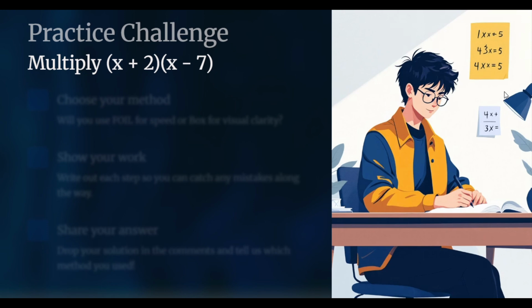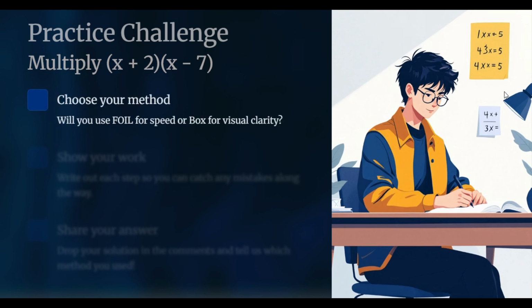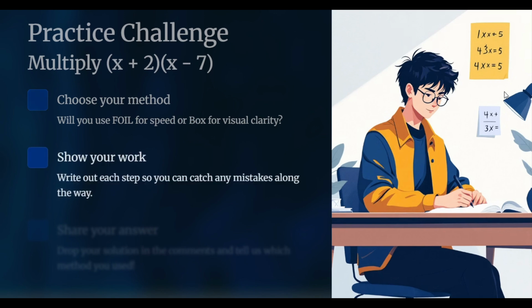Now it's your turn. Multiply x plus 2 by x minus 7. Choose your method. Will you use FOIL for speed or box for visual clarity? Show your work. Write out each step so you can catch any mistakes along the way.